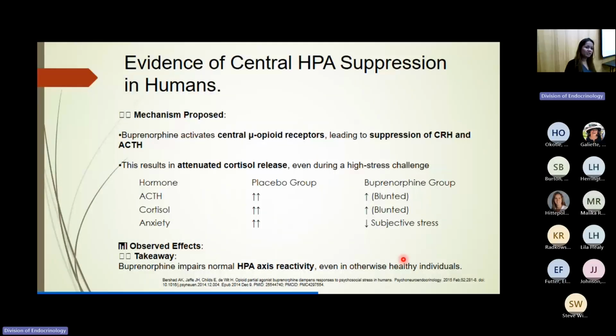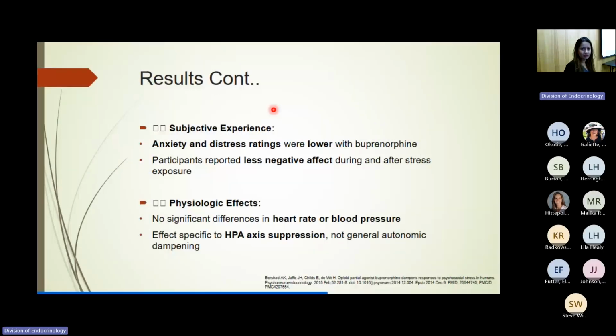The mechanism they proposed was that buprenorphine activates central mu-opioid receptors, leading to suppression of CRH and ACTH. This results in attenuated cortisol release even during a high stress challenge. They did see that ACTH was blunted, cortisol was blunted, and anxiety was actually decreased. The takeaway was that buprenorphine impairs normal HPA axis reactivity in otherwise healthy individuals as well, because these were a group with no other medical problems and no other medications.